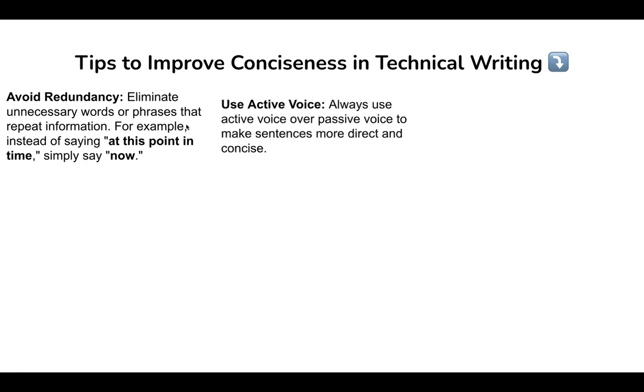So the next one is using active voice. Always use active voice over passive voice to make sentences more direct and concise, right? So instead of writing, "we are going to be doing this," just write, "we will be doing this," or "we will do this." That's way simpler.